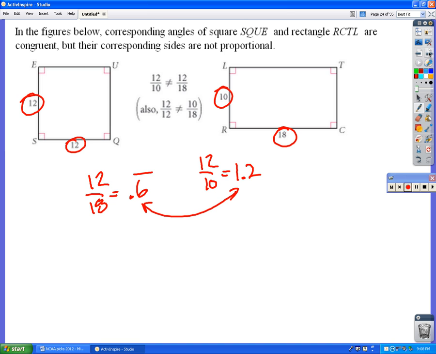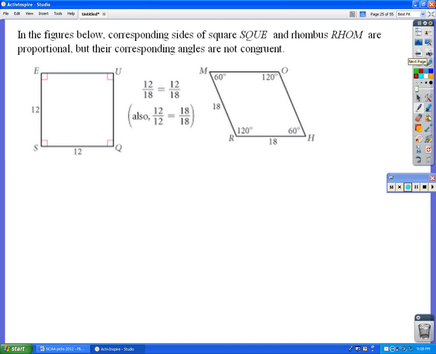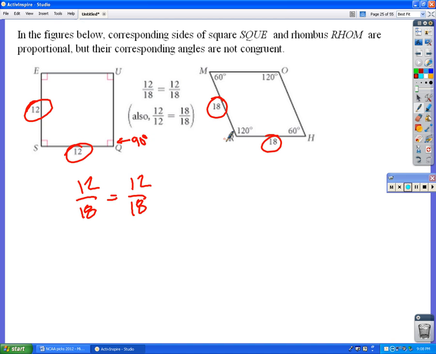And then I can do the same thing but opposite for the sides being proportional. So now I'm going to compare this square to this rhombus. And obviously if I take that side there, 12 divided by 18, and compare it to this side here and that side there, those proportions are going to be the same. 12 divided by 18 obviously equals 12 divided by 18. But you can see, since this is a square, that has 90-degree angles, and this one has both 120 and 60-degree angles. So those two shapes are not, in fact, similar.